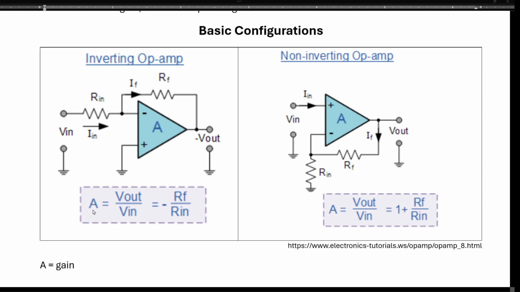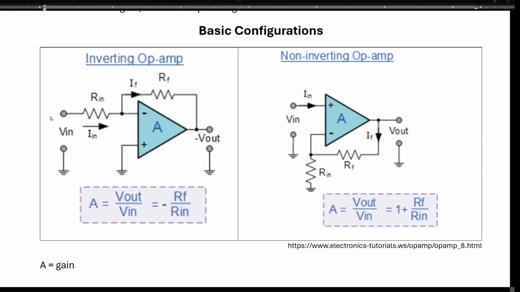The gain of this configuration is as such. RF is the feedback resistor. It's giving the feedback from the output to the input. The feedback resistor value over the input resistor value, RF over Rin, is going to give us the gain. Do not forget that there's a negative sign here because we're connected to the inverting input.